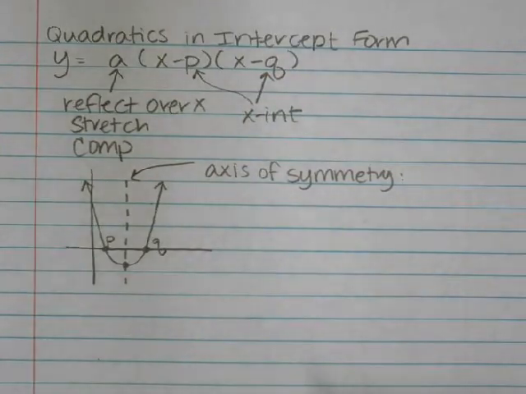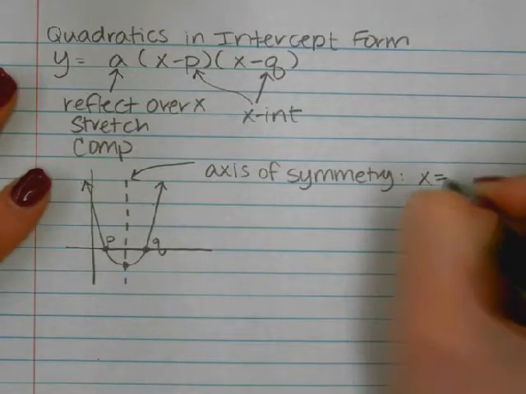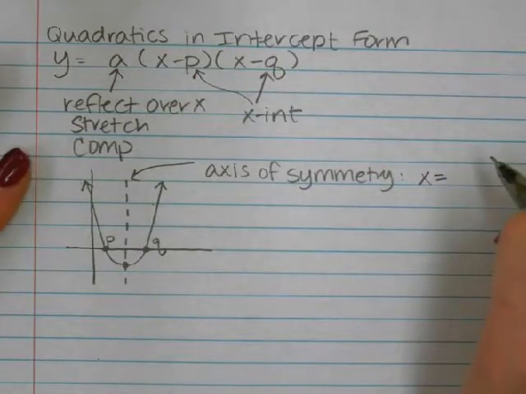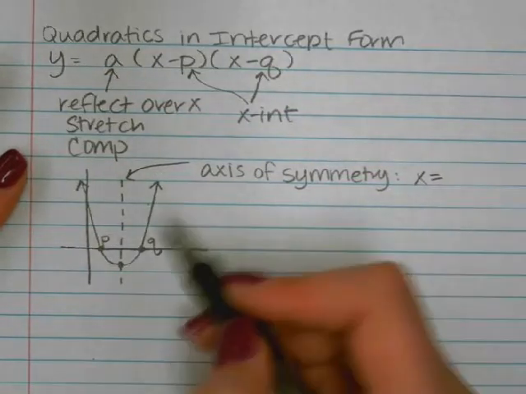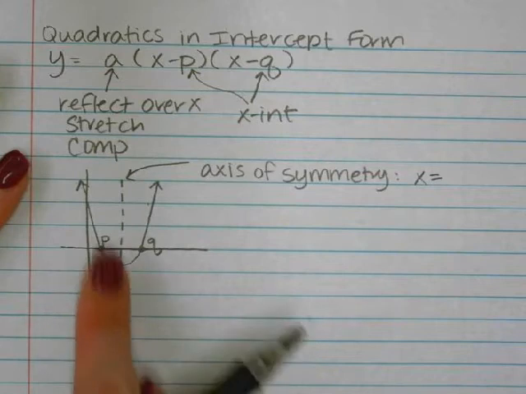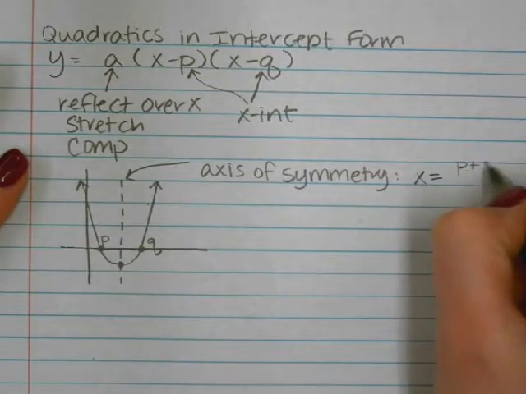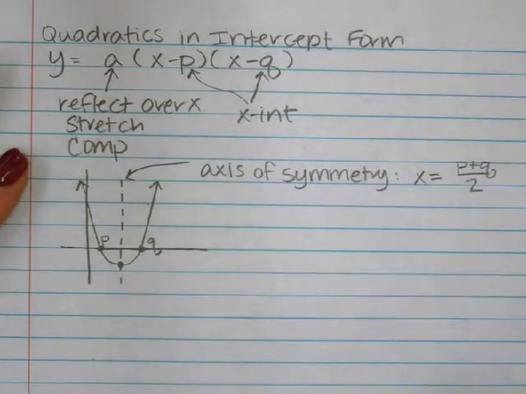So if I want to find the equation of the axis of symmetry, that's going to be an x equals equation because it's a vertical line. And so the x equals equation is going to be the middle of p and q, right down the middle. So to find that number, we're going to do p plus q divided by 2.